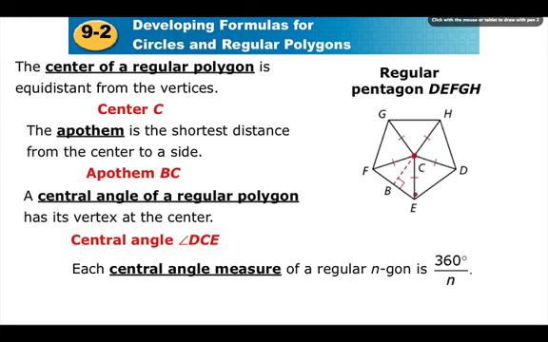each center angle measure of a regular n-gon is 360 divided by n. So if I want to compute the measurement of this center angle, all I need to do is take 360 divided by the number of sides. In this case, since it's a pentagon, I divide it by 5. So then I have 360 divided by 5, and this center angle will be 72 degrees. Let's go to the next slide, which is going to be a formula.